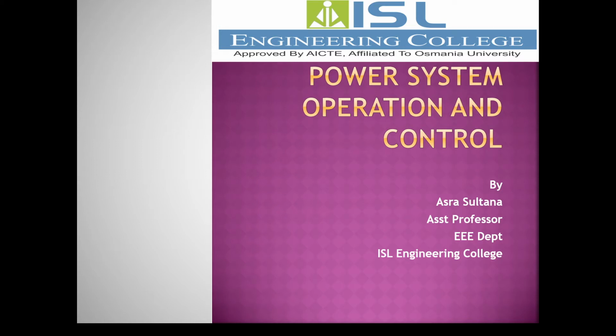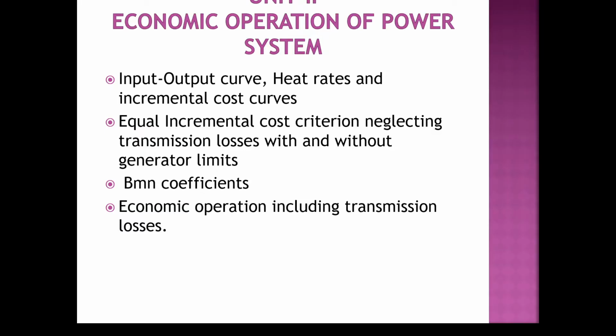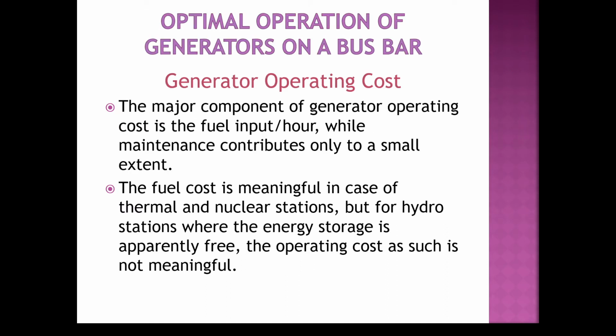So we have started the second unit. What are the contents of the second unit? We have seen already input output curve, heat rate and incremental cost curve, equal incremental cost criterion neglecting and including transmission losses, B-mn coefficients. Okay, then we have seen various curves, input output curves.